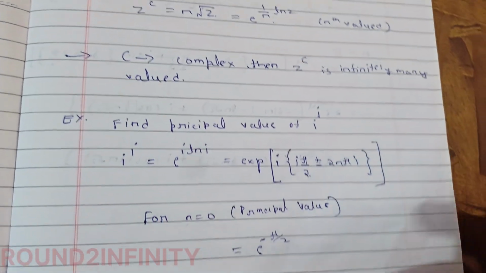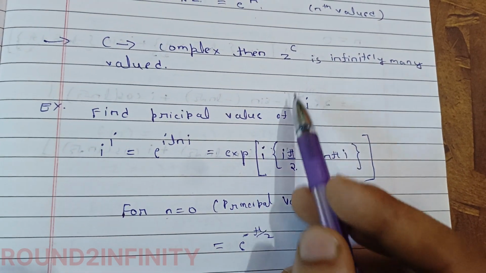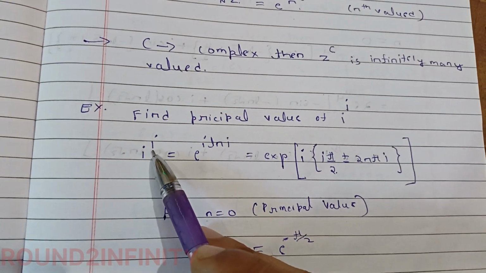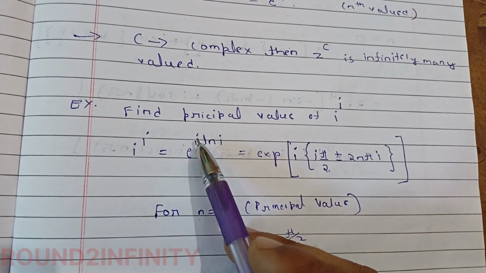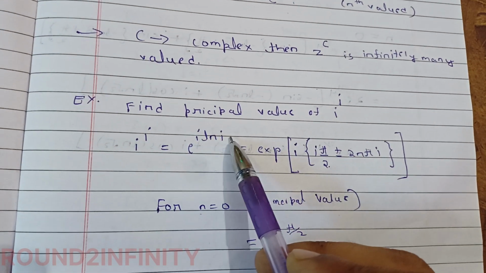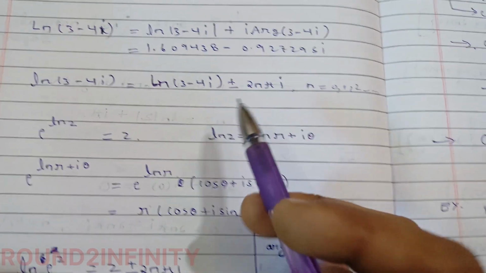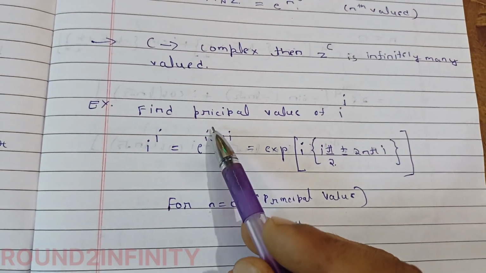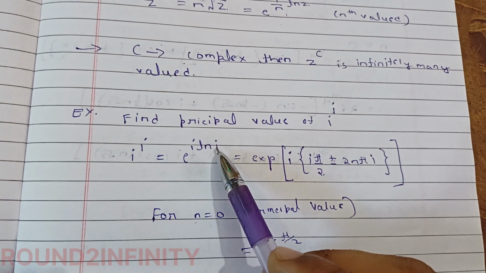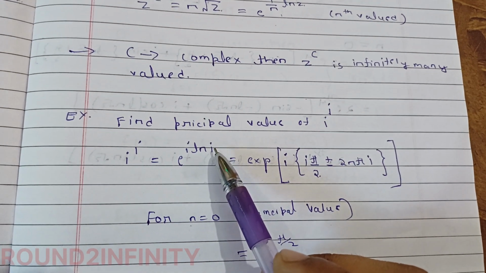Let's see one example. Find the principal value of iota power iota. So how to solve this? You just need to remember this formula. Iota power iota can be written as exponential of iota log iota, because this will go to the power of this, and it is again iota power iota. Now you need to solve this log iota. So log iota you can solve using this formula, meaning first find the principal value, then plus minus 2n pi iota. So the principal value of log iota will be what? Mod of iota is 1, log 1 will be 0, and the argument of iota is nothing but pi by 2.